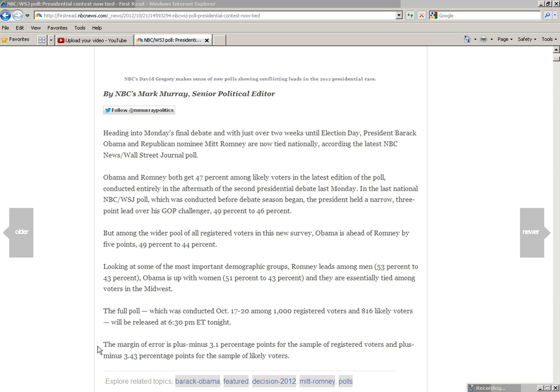is plus or minus 3.1 percentage points for the sample of registered voters and 3.43 percentage points for the sample of likely voters. The smaller the sample is, the higher the margin of error, which is why you have a margin of error greater for likely voters than registered voters.